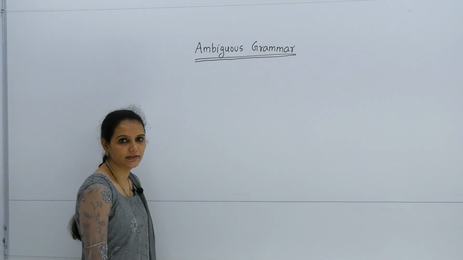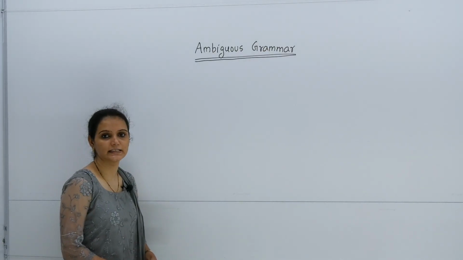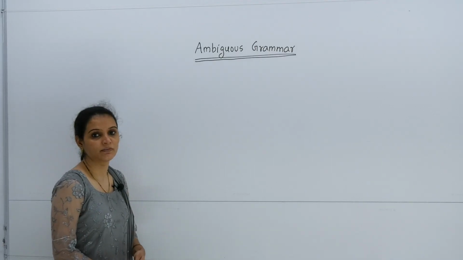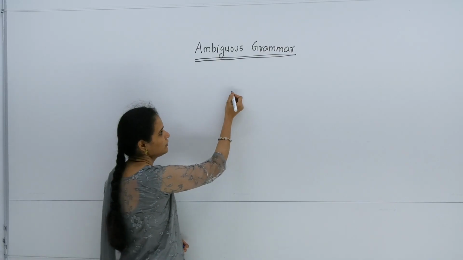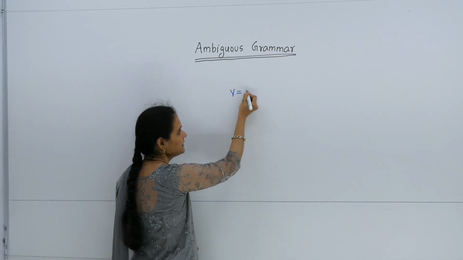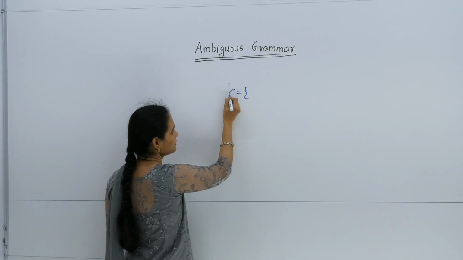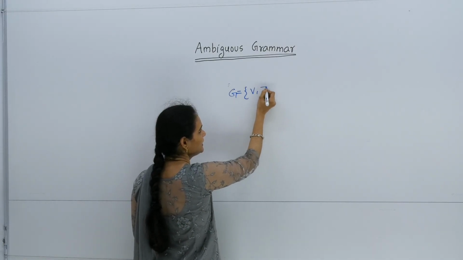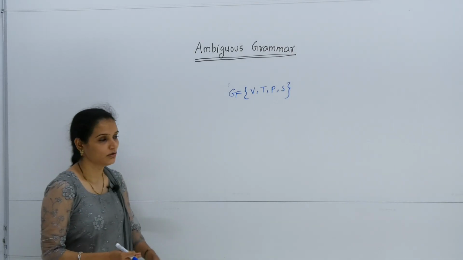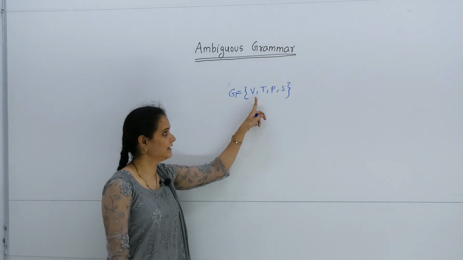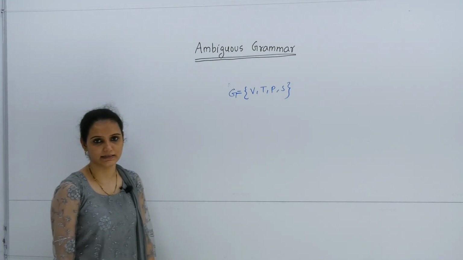In today's video we are going to see ambiguous grammar. First we will see the concept of ambiguous grammar, when a grammar is called ambiguous. As we already know, a grammar is defined using four tuples: V, T, P and S. V is the non-terminals, T is the terminals, P is the production rules, and S is the starting symbol.